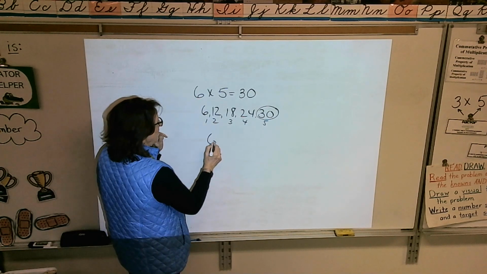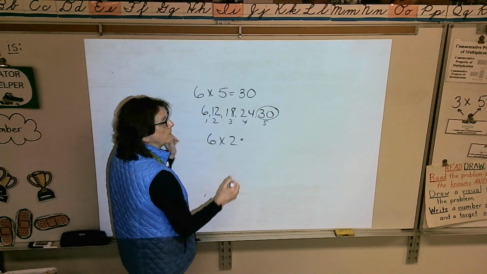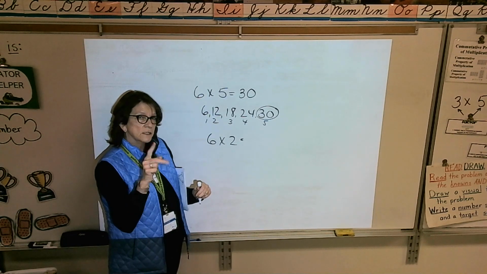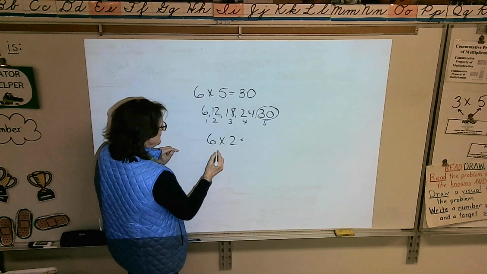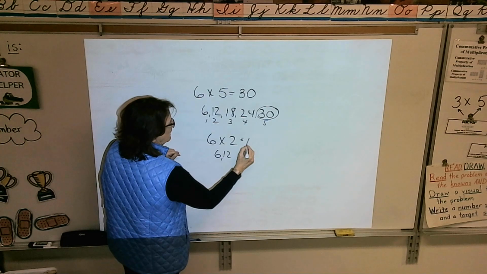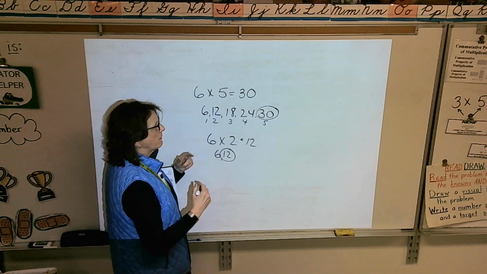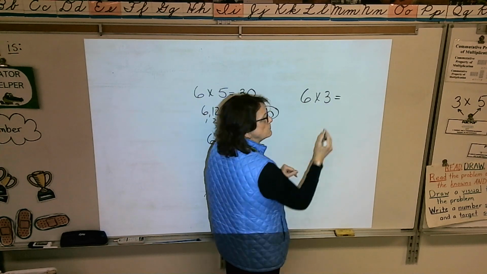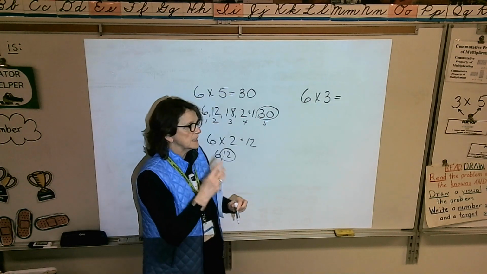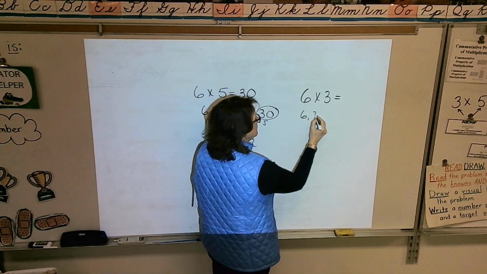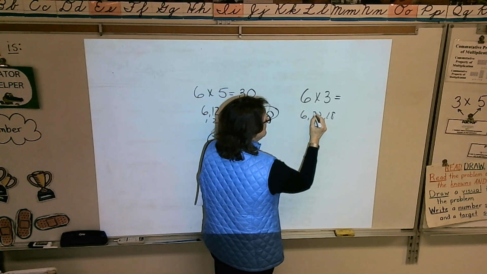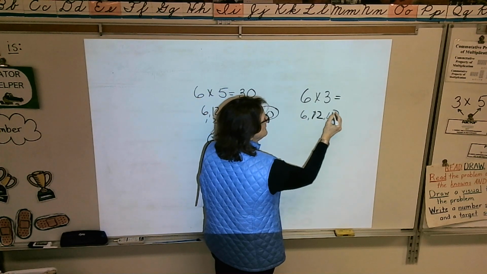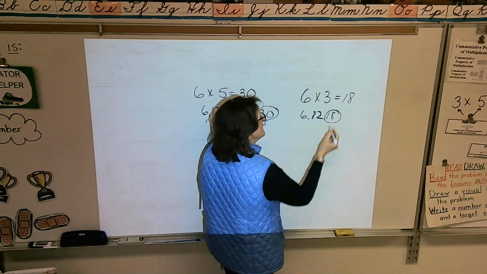Let's say we have 6 times 2. How many 6s will we count? We will count 2 6s. 6, 12. Our answer to that one is 12. Let's say we have 6 times 3. How many 6s will we count? We will count 3 6s. So 6, 12, 18. Sorry, I got a little messy there. 6, 12, 18. And our answer is 18.